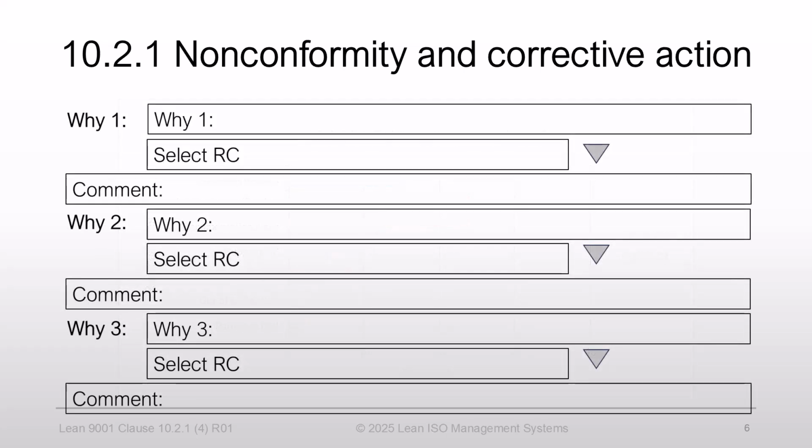Our corrective action process flow includes a 5 why analysis, with inputs requiring why questions, a drop-down field for our standard root causes, and a comment section. Let's look at a real example to see it in action. A customer complained about the late shipment of a critical component. The analysis, using the standardized root cause list, went like this.